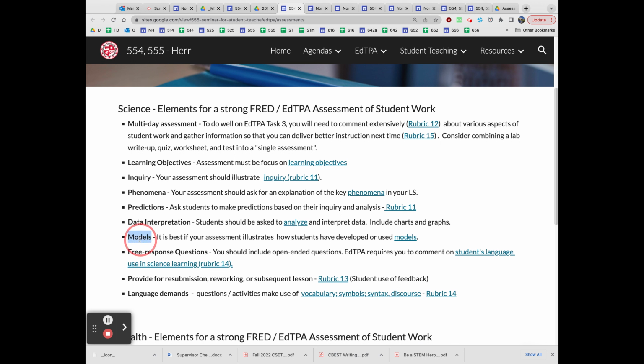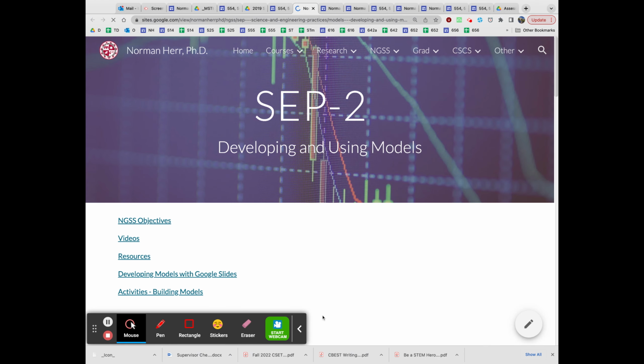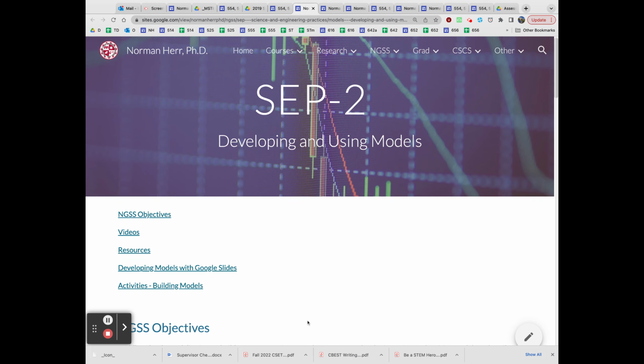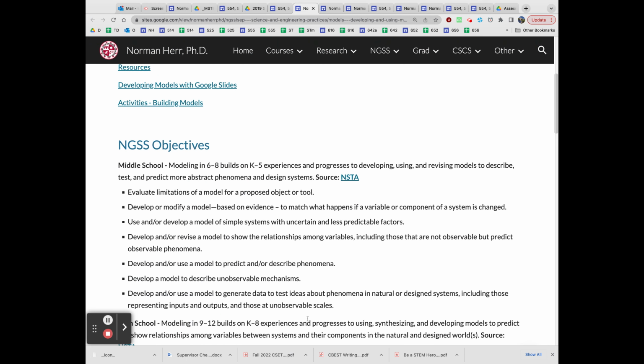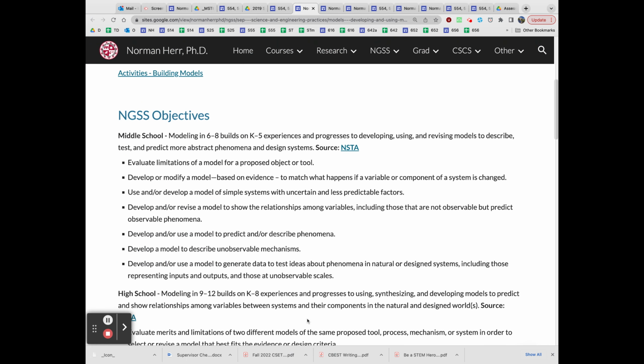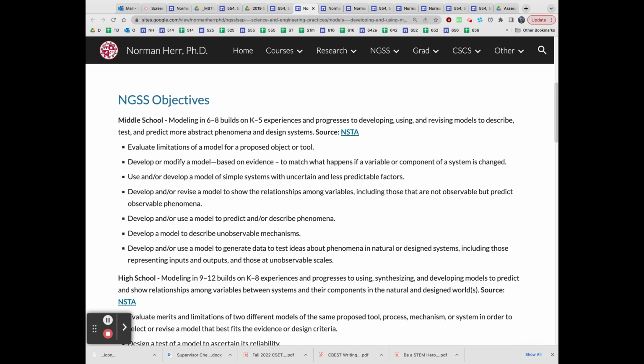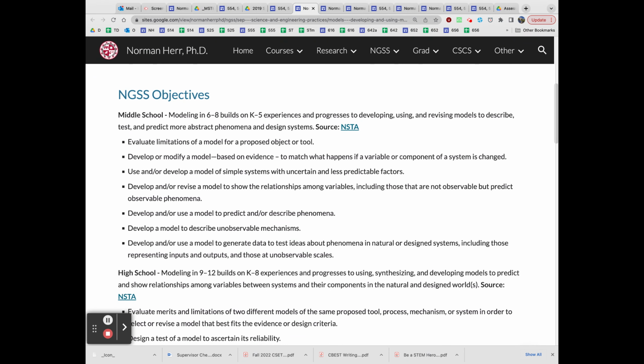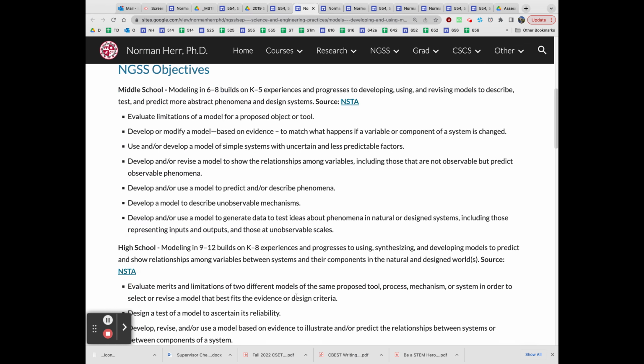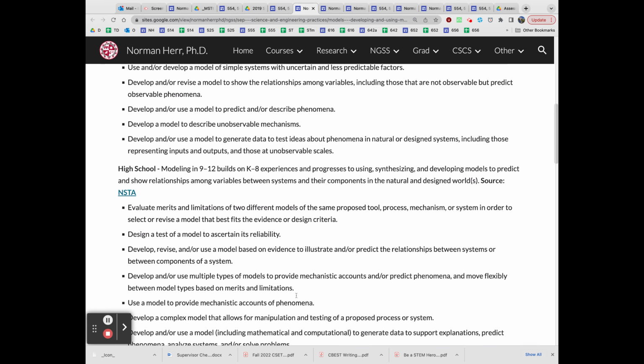Your assessment should also have some place where they're developing a model. Again, a model is really the explanation. And so when we look at a model, we're not talking necessarily about a two-dimensional or three-dimensional model. We're talking about models the way that NGSS defines it. It could be a variety of different types of things. Like it could be an equation, it could be a paragraph explanation for how the various components of a system interact. It could be a diagram. It could be a physical model and so forth.